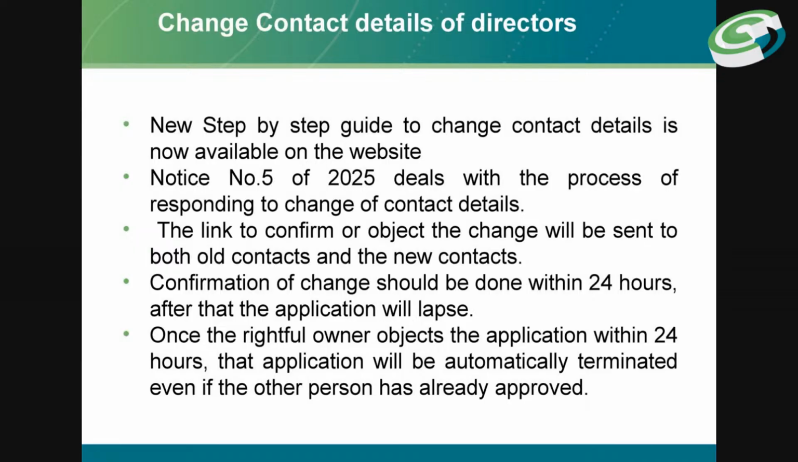So this part is very much important because we have seen that many people receive the link and then they ignore the link. And then after 24 hours, you find that the changes are approved. And then once the changes are approved, the person who changed the contact details can now file direct amendments and then resign the director without the knowledge of that director. So you don't need to keep quiet or to ignore the link that comes from CIPC. Once you receive it, if you didn't initiate this change of contact details, you must immediately select the object option so that the application can automatically be cancelled.